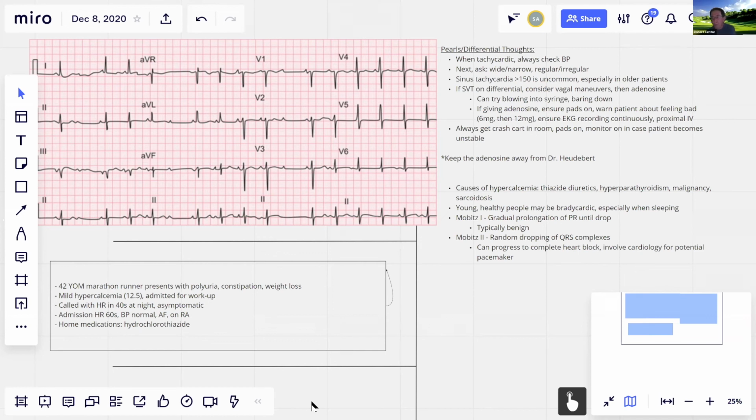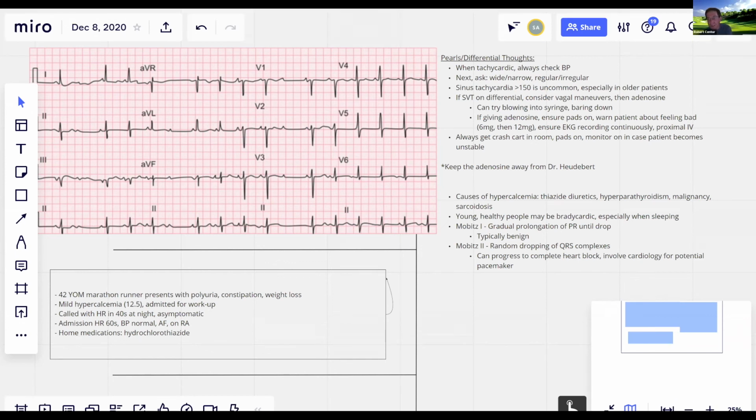Yeah, 12.5 is too much to blame on hydrochlorothiazide. In terms of hypercalcemia, VIP patient, David. Don't get excited about thiazides causing hypercalcemia. It's on the list. Just don't get excited about it. 12.5 is not mild hypercalcemia. That's moderate hypercalcemia. You're starting to get the polyuria, constipation.